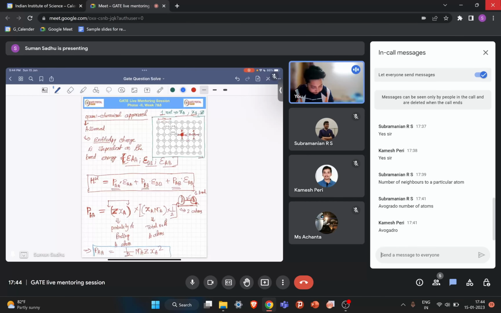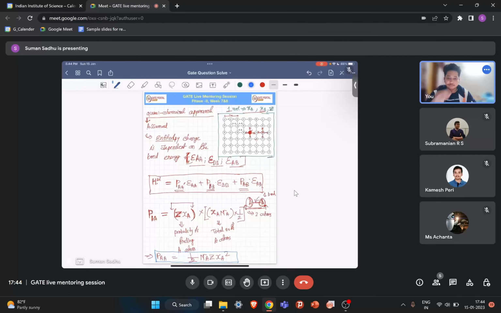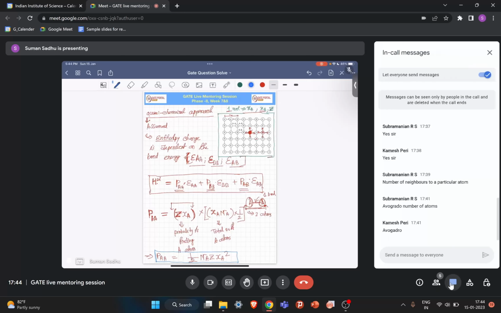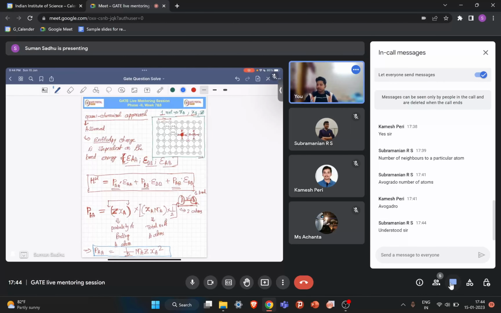This is very important, so try to visualize this thing. If you have any doubt, you can ask me, I will explain again. Everyone understood? Okay, I hope no one has any doubt up to this part.